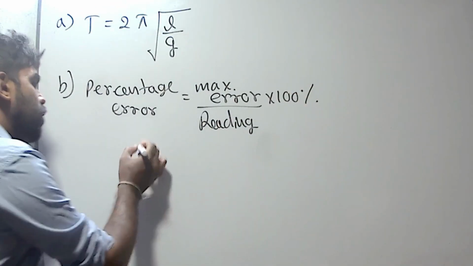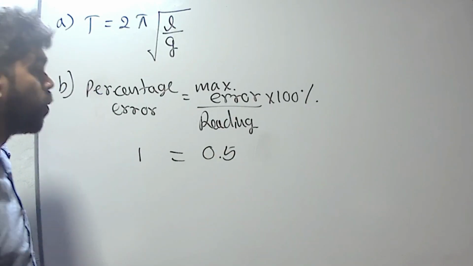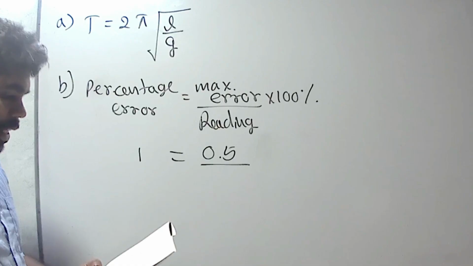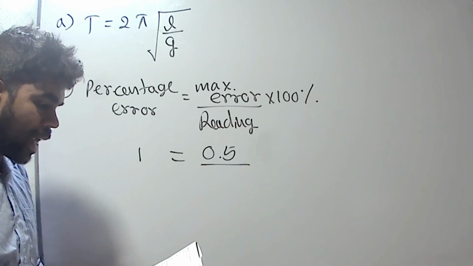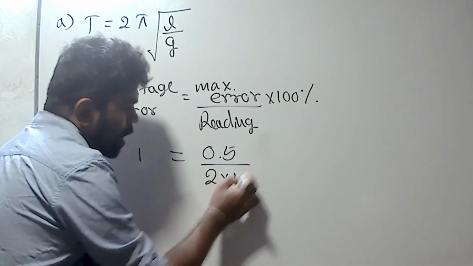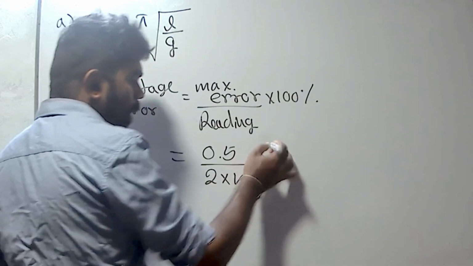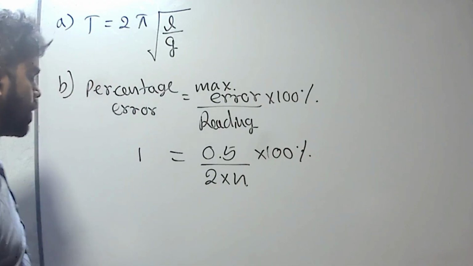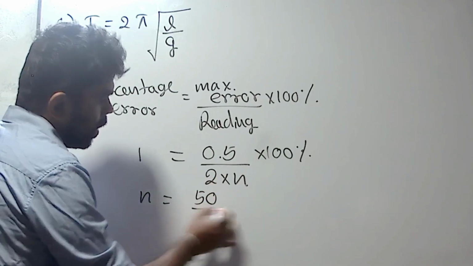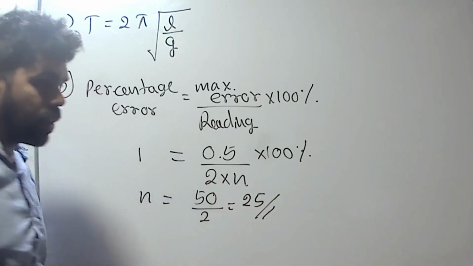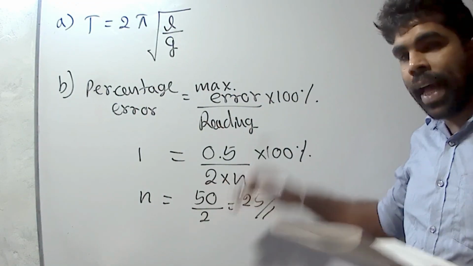Now percentage error should be 1%. Maximum error is given as 0.5 seconds. It is the least count of the stopwatch. Now we have to get the reading. The approximate period is given as 2 seconds. If we are using n oscillations, 2 times n is the reading, multiplied by 100%. Now we can solve for the n value. 0.5 into 100 divided by 2 gives 25. We have to obtain the period for 25 oscillations or greater than 25.